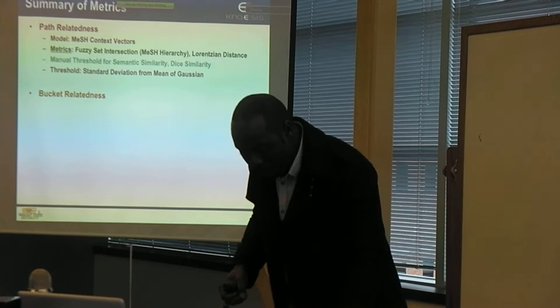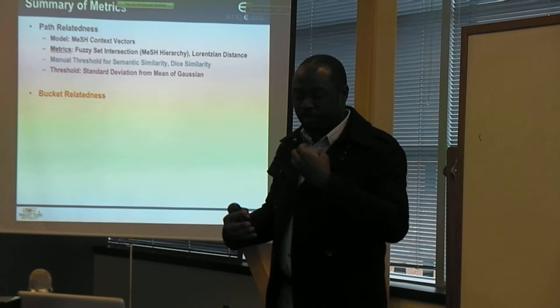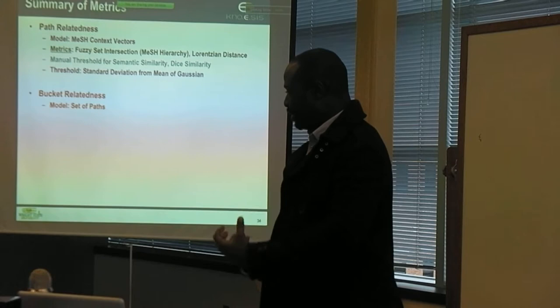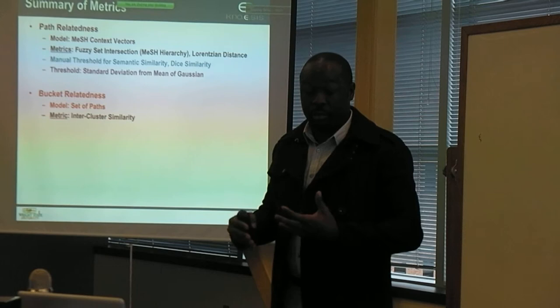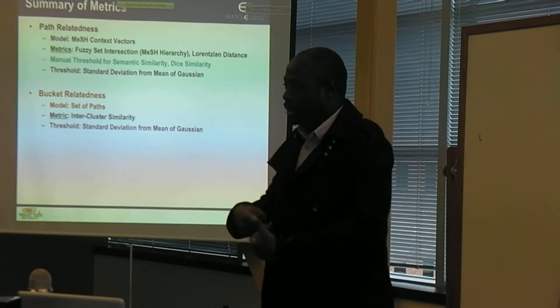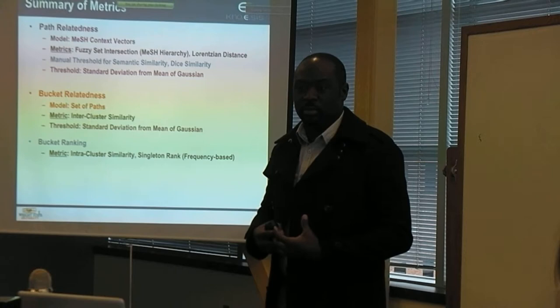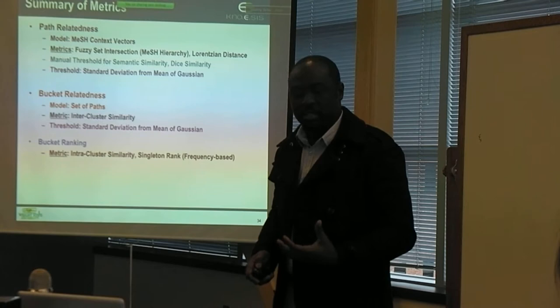For the relatedness or similarity of buckets, it doesn't matter at this stage because each bucket really contains paths that have some kind of context. We know each bucket is a set of paths, and so we use what's called the intercluster similarity, which is to compute the pairwise scores across each of the two paths, and then we just average that. Whichever buckets are above the same threshold, the second or third Gaussian from the mean, we merge those. And to rank the buckets, we essentially use the intra-cluster similarity for hypergraphs, which are essentially subgraphs that have more than one path. And for singletons, we will implement some kind of frequency-based measure. That's a trivial thing to do.